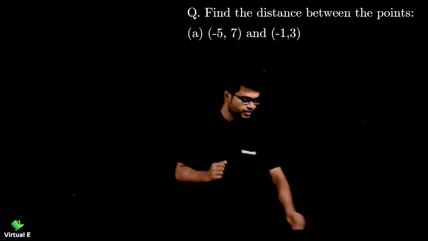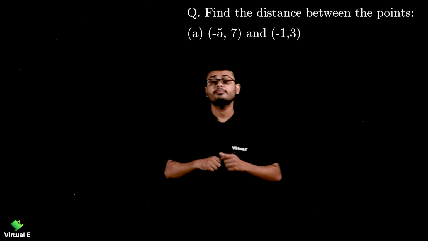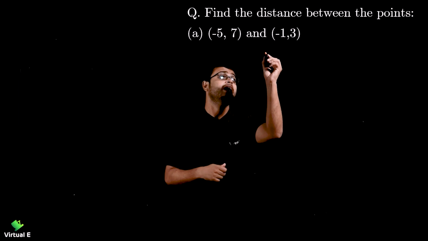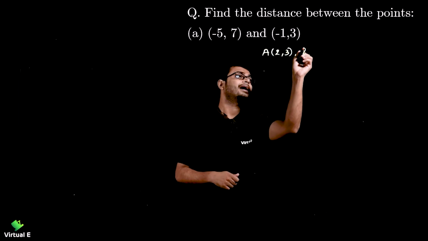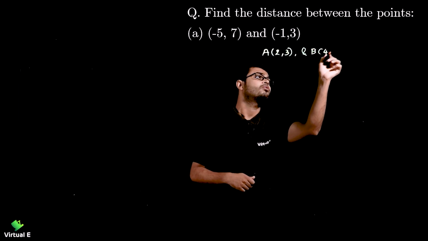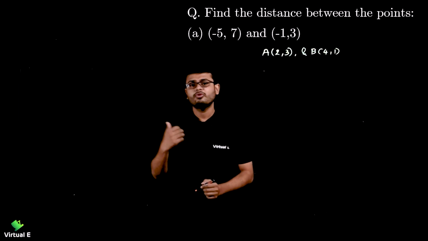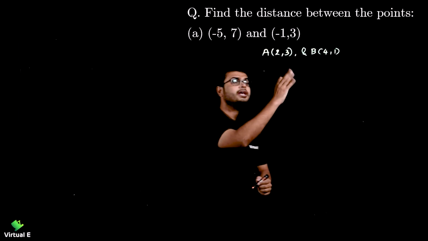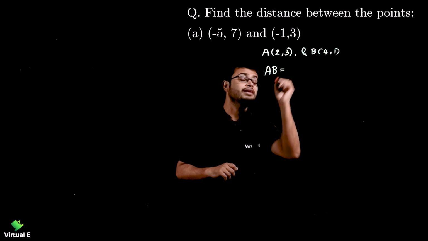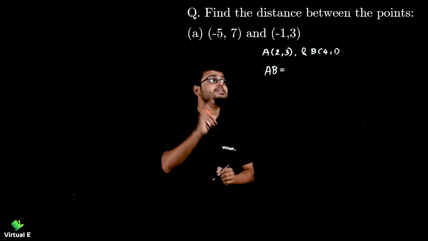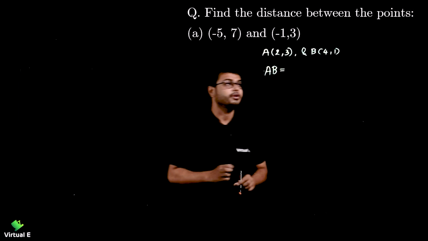Let's start. So first of all, you need to name the points. I am taking A as 2, 3 and B as 4, 1. And if I want the distance between point A and B, I will write it as AB, capital AB. Remember, whenever you name a point, always take a capital. It's a rule of geometry.